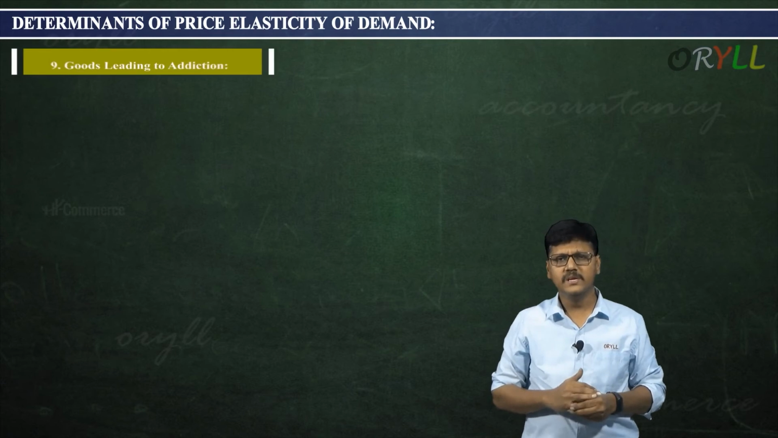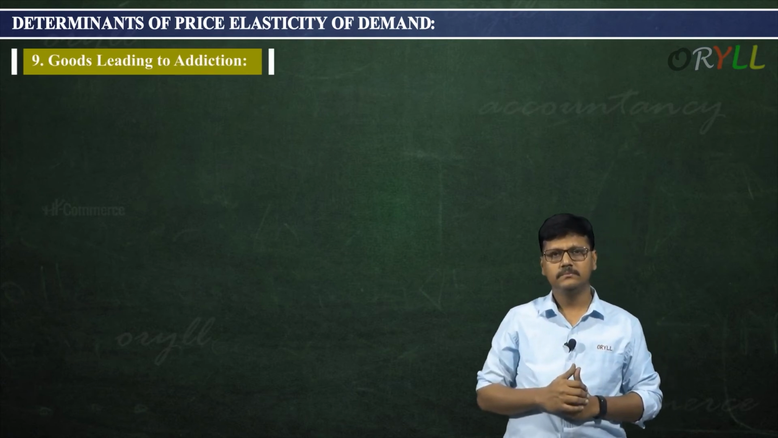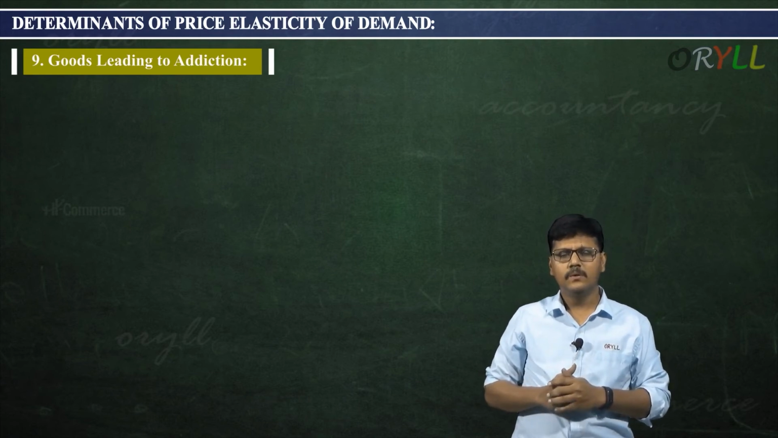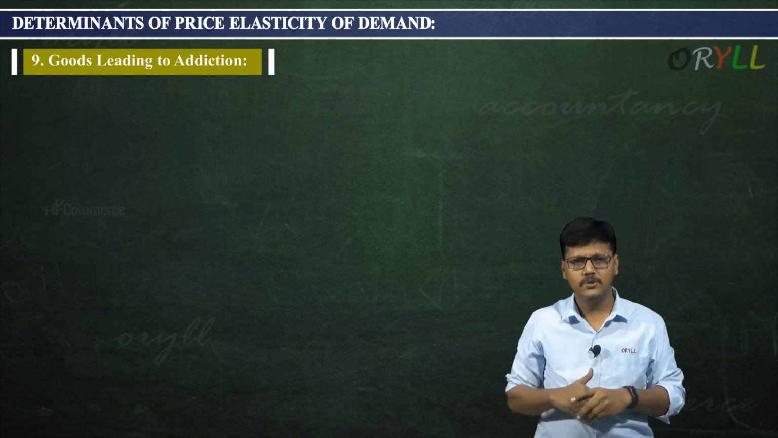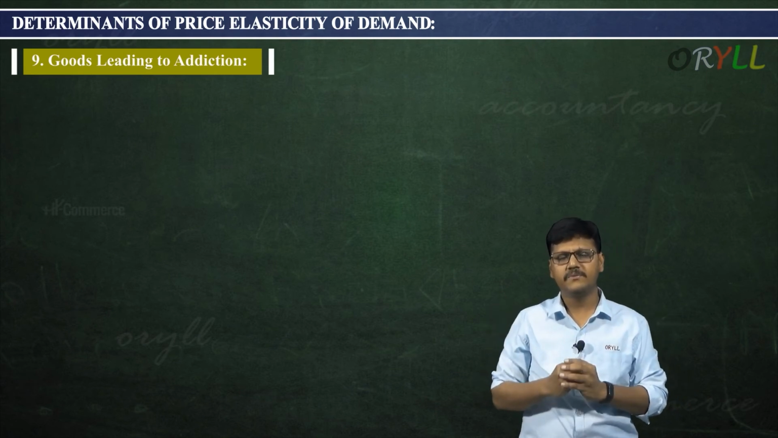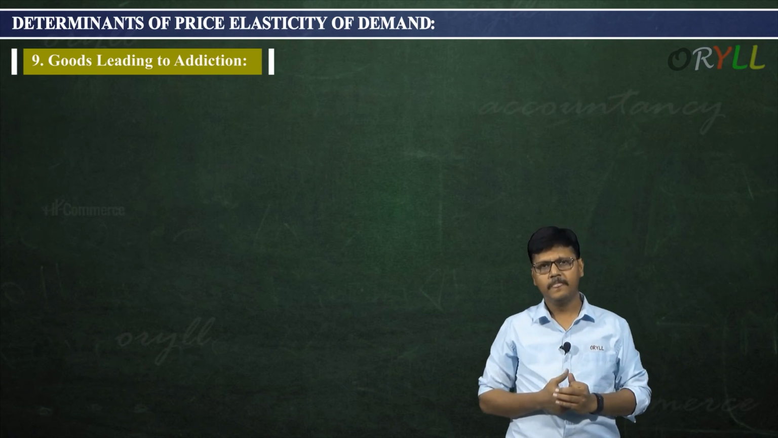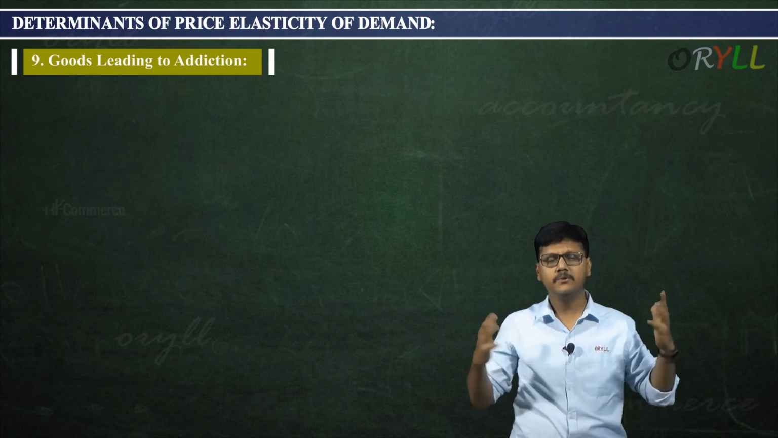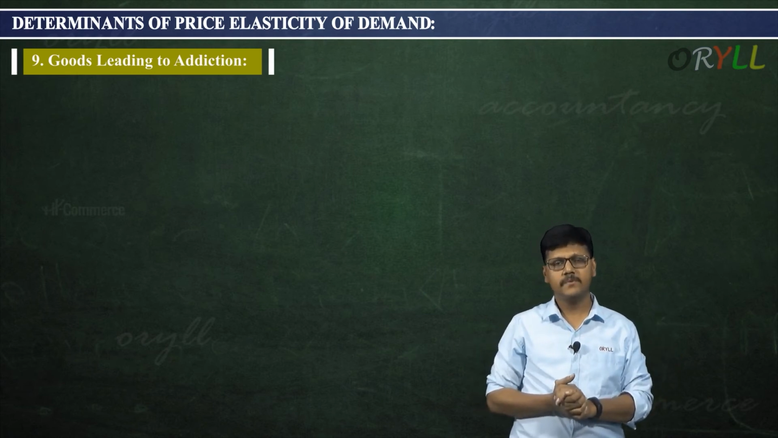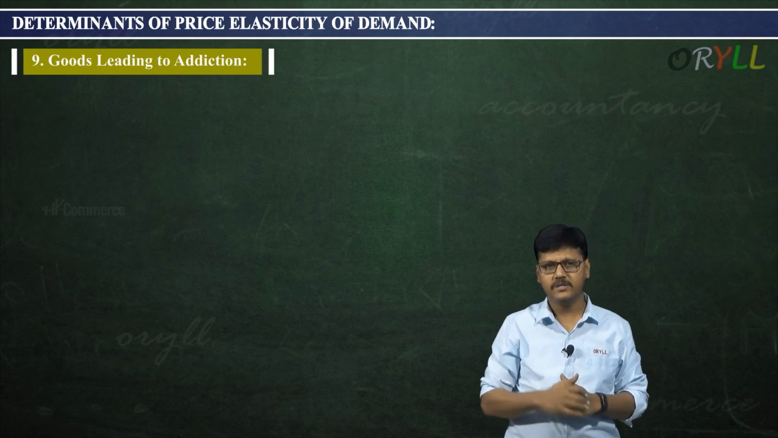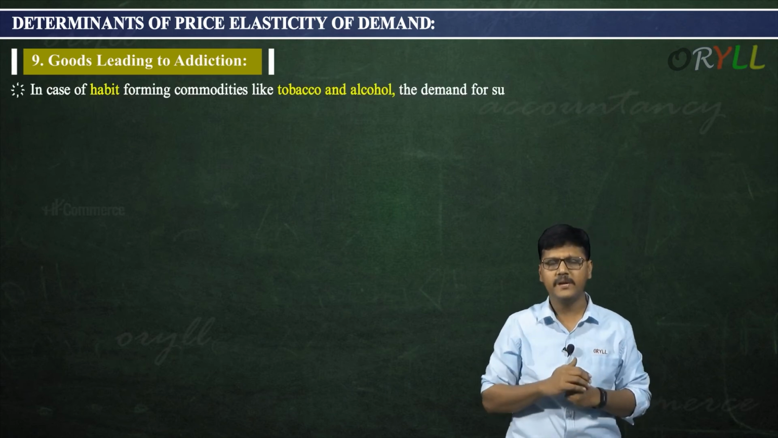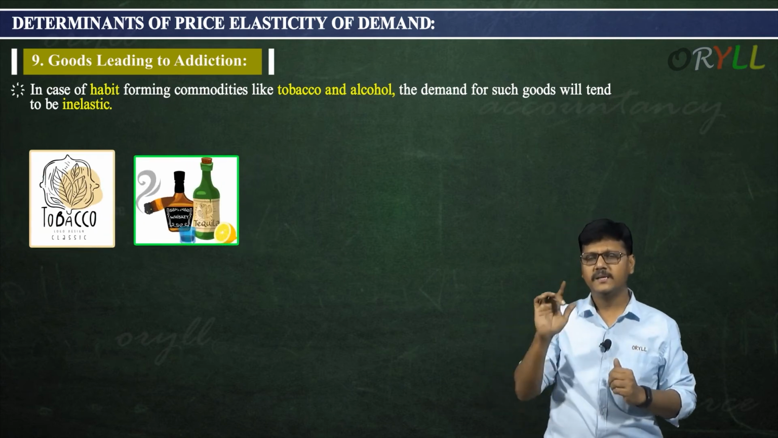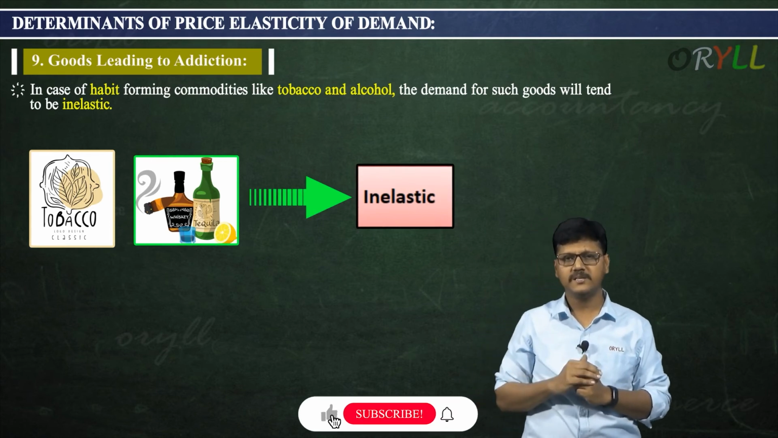Next one, goods leading to addiction. There are some commodities which at the beginning will be consumed just for fun with friends, especially in youth. After some time, the consumption of these goods will become a habit and it will turn into an addiction. For these types of commodities, what will be the elasticity we are going to see. In the case of habit-forming commodities like tobacco, alcohol, the demand for such goods tends to be inelastic.